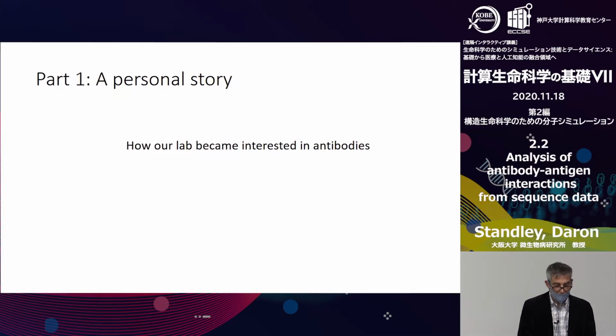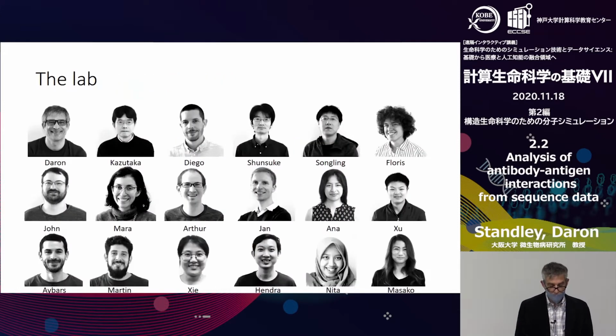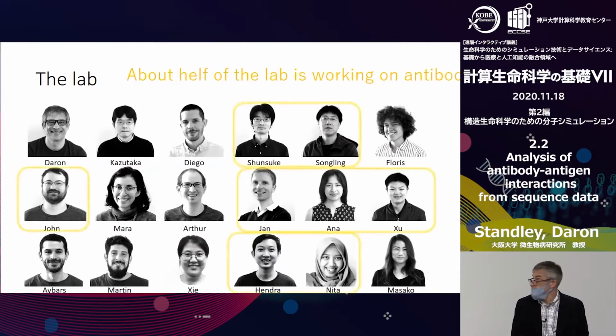And this is my research group now at Osaka University. Quite a few people in this group are working on antibodies, plus me. So that's a spelling mistake. It should say half, about half. About half of us are working on antibodies. So you can appreciate that my lab is quite dedicated to antibody-related research.